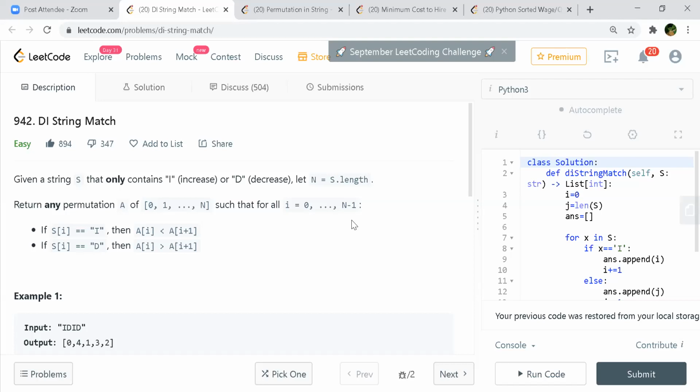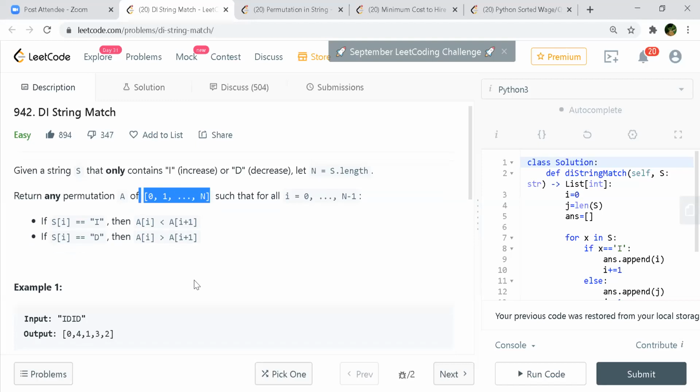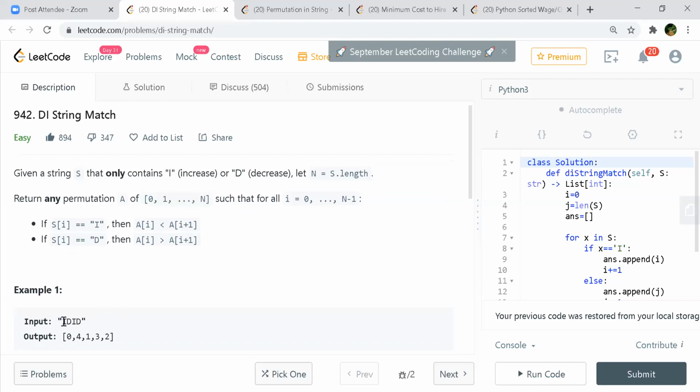So next is our DI string match. We are given a string S containing two letters, increase and decrease, and we are supposed to return any permutation of the numbers such that if there is an increase, the next character should be bigger than the previous one, and if it is a decrease, the next character should be lesser than the previous one. Like ID: if I is there, that means the next character 4 is greater than 0. If D, then 1 should be less than 4. Again I, 3 should be greater than 1. And if it is D, then 2 should be lesser than 3.